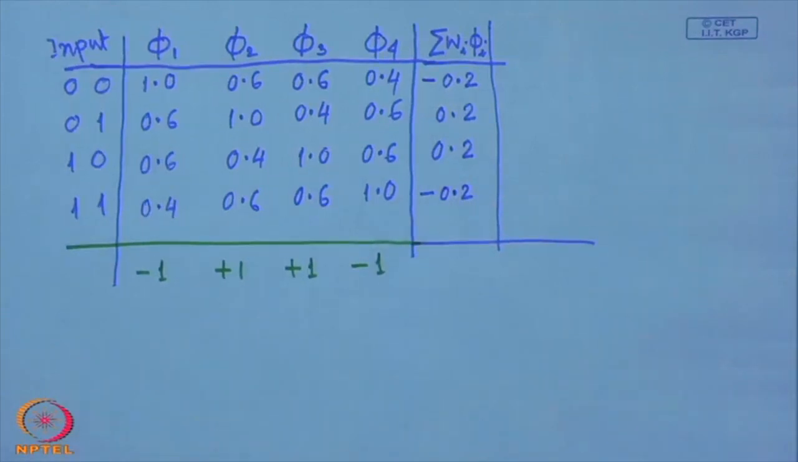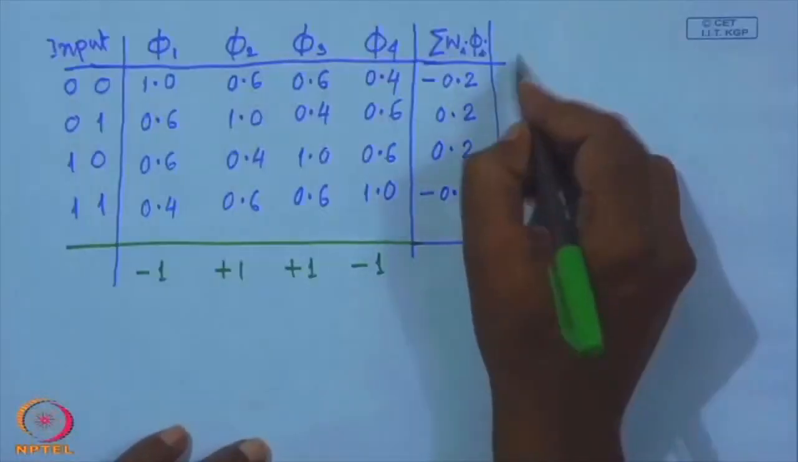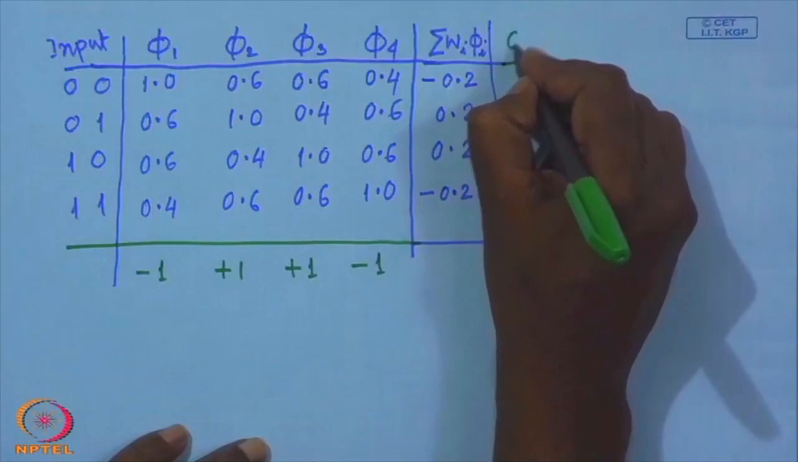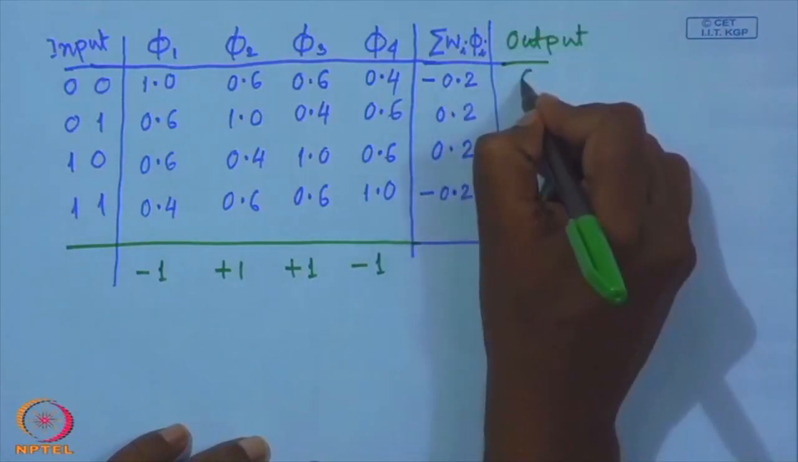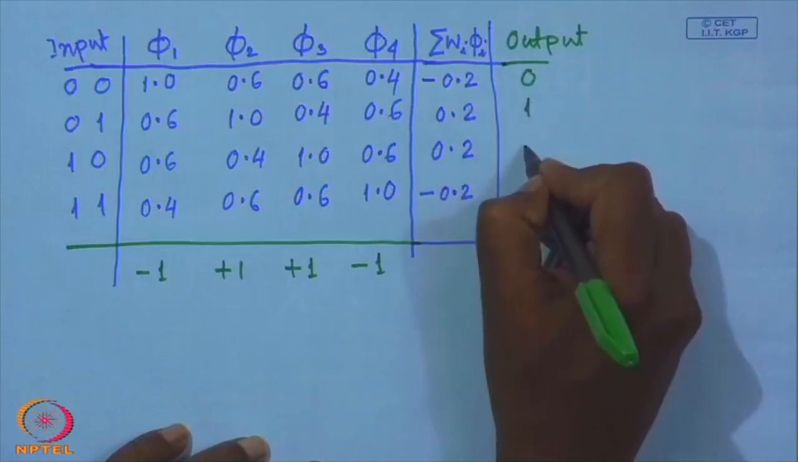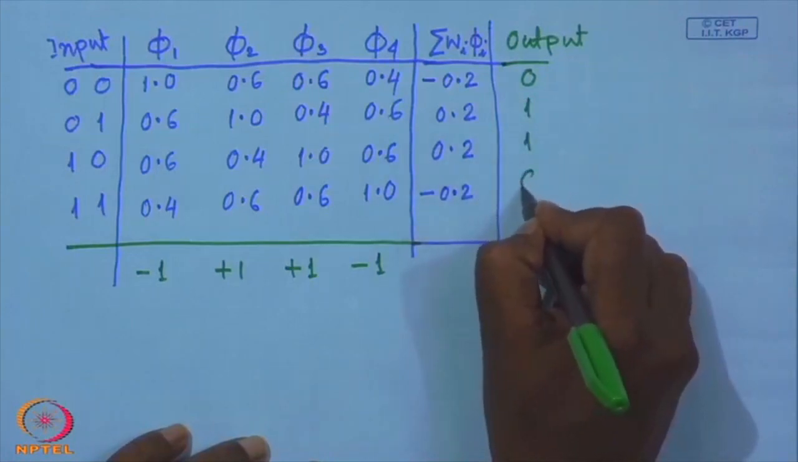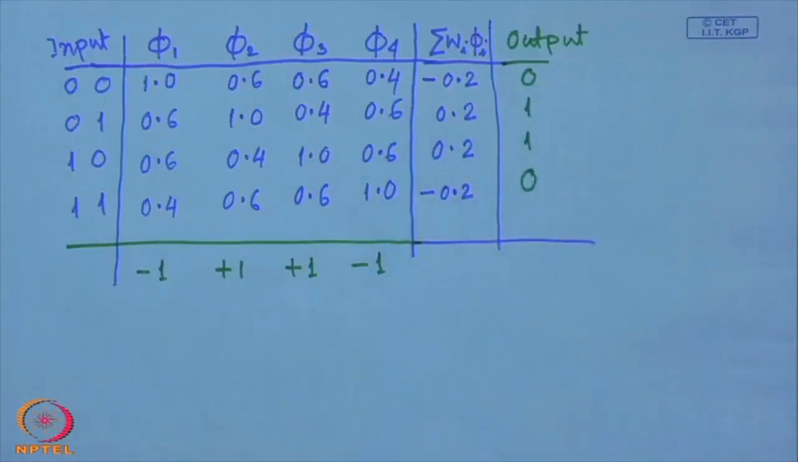And if I take a decision that if the value is more than 0, the output will be 1, if it is less than 0, the output will be 0, then the final output that we have is, here I write output, this will be 0, this will be 1, this will be 1 and this will be 0. So, which is nothing but the XOR function output.